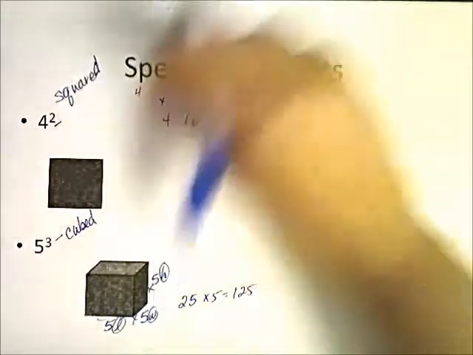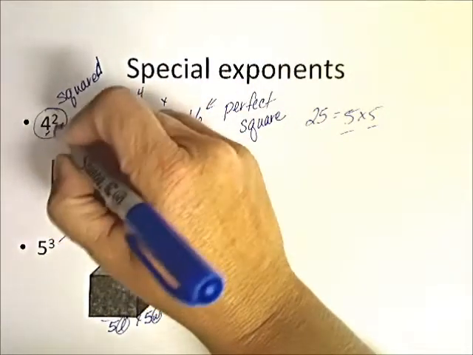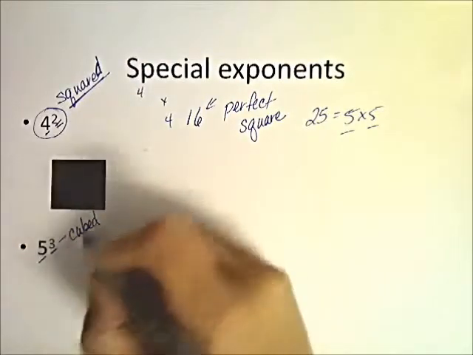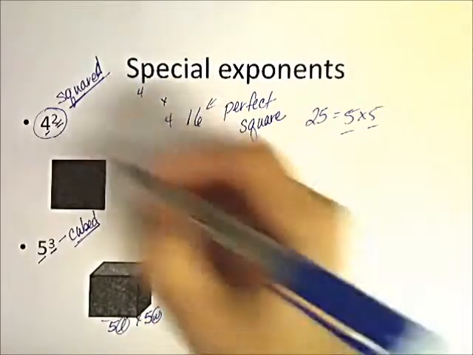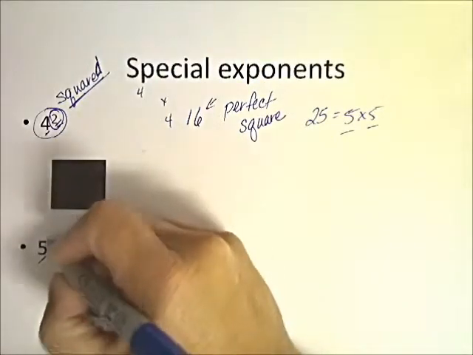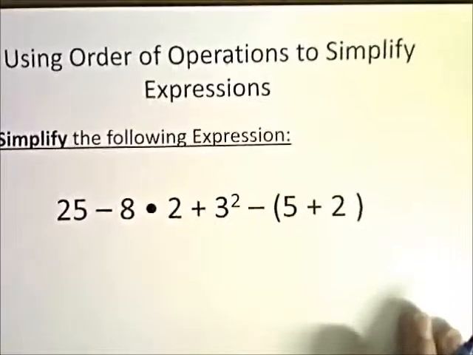But for right now, you'll get to this later on in math, just for right now, it's okay for you to understand that any number to the second power is squared and any number to the third power is cubed. So anytime you see a 2 as an exponent, you can read it as squared. Anytime you see a 3 as an exponent, you can read it as cubed. All right, so now we've gotten our exponents down.